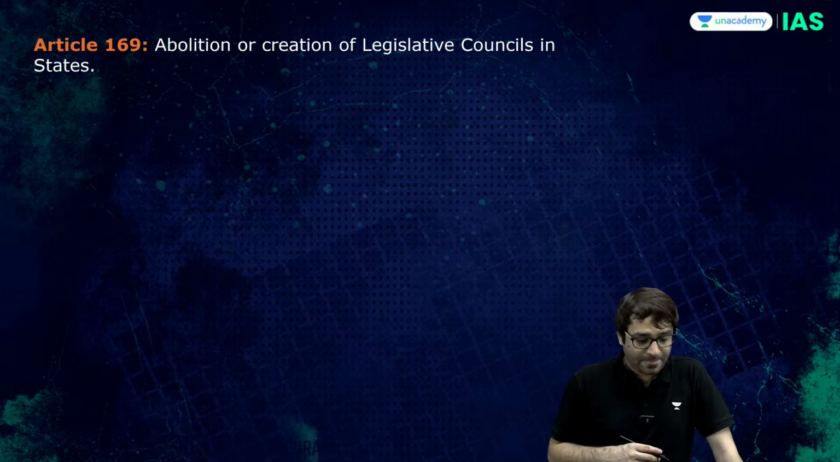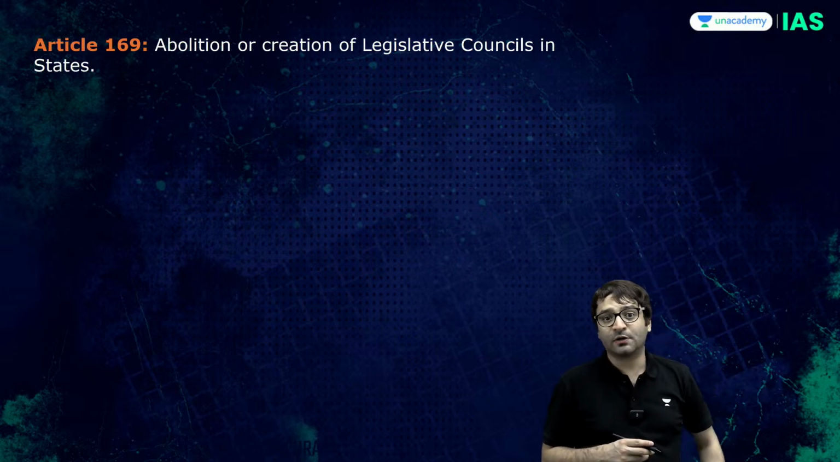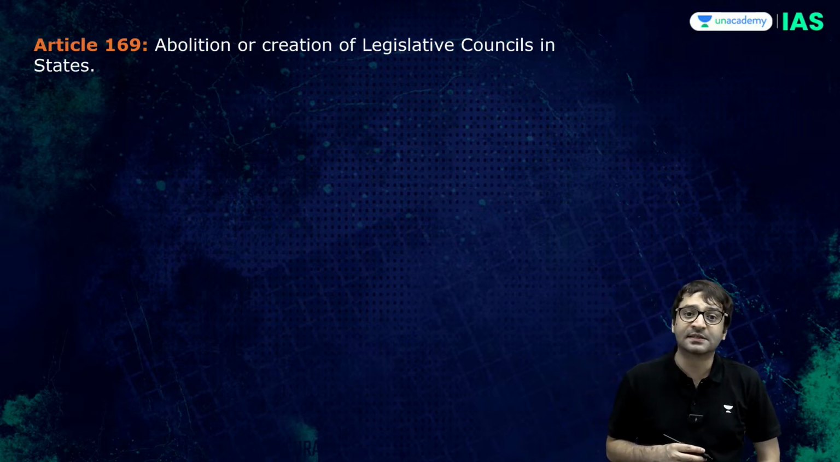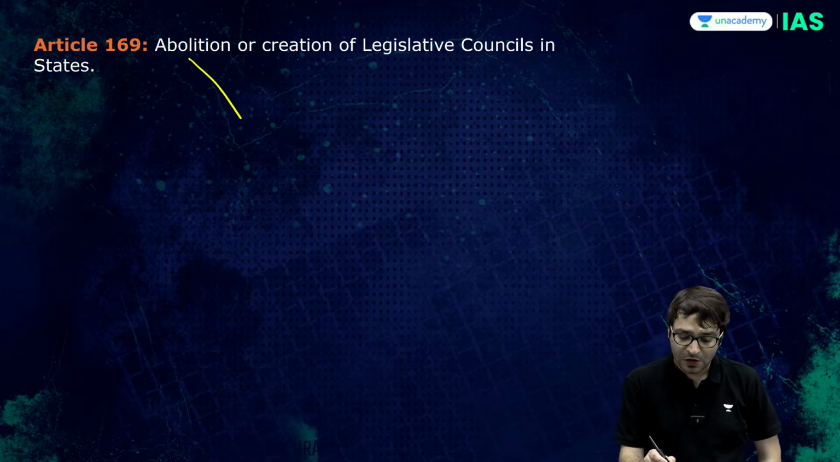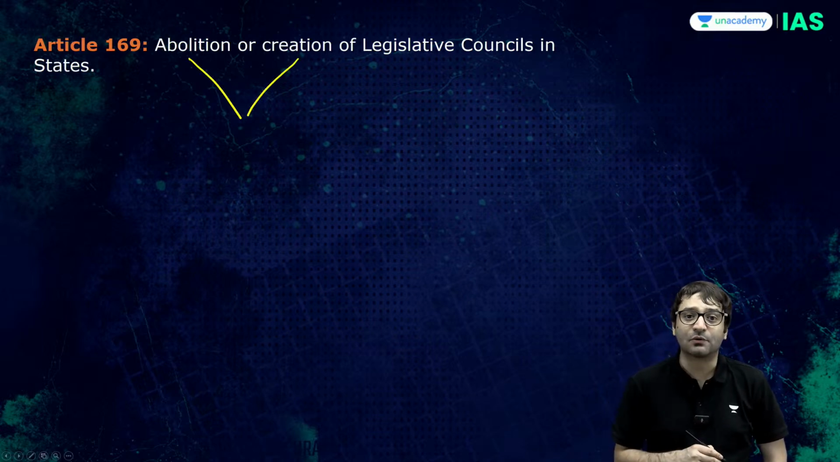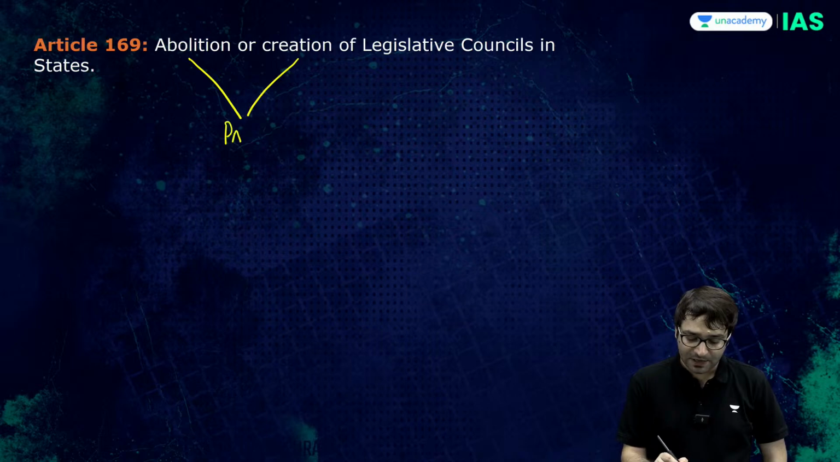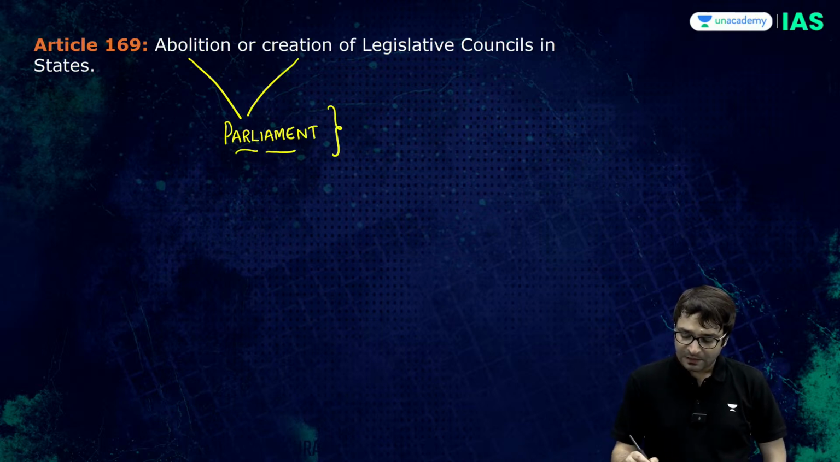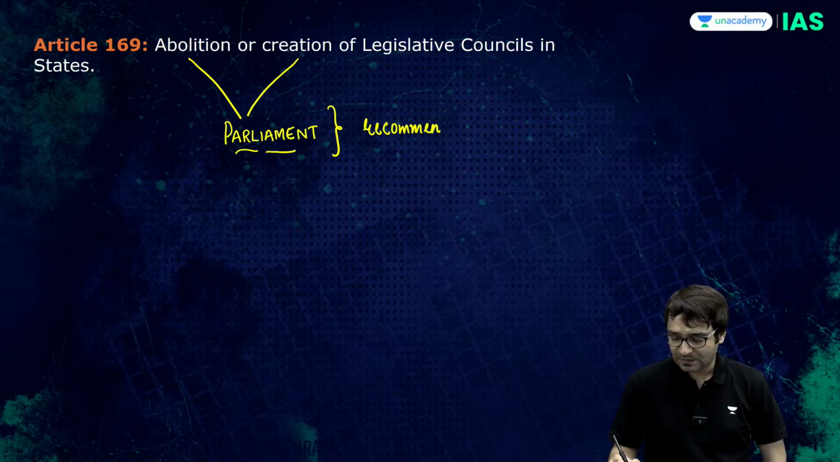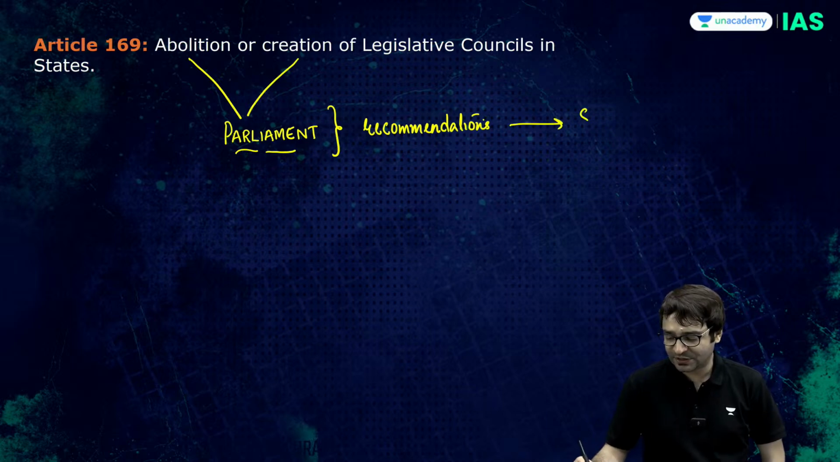Article 169, abolition or creation of legislative councils in India. Who has the power to abolish or create legislative councils in India? That power is with the Parliament. But Parliament cannot act on its own. Parliament has to act on the recommendations of the state legislative assembly.